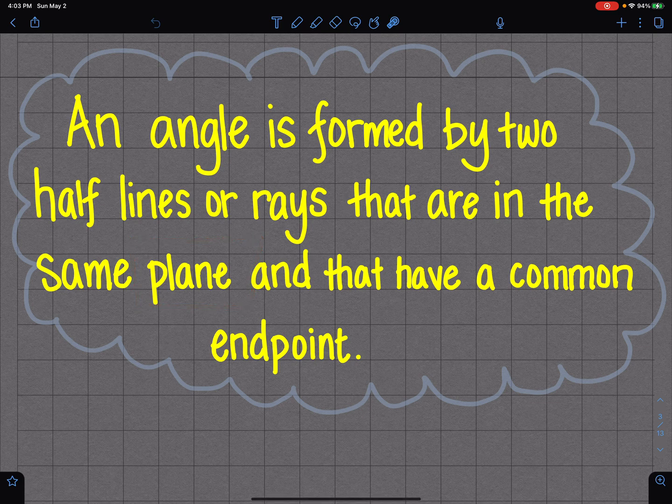You can't have two lines here and then one going into or out of the book, right? It's not three-dimensional, it's two-dimensional, the same plane. And they have a common endpoint. Okay, so that's what we're going to do.